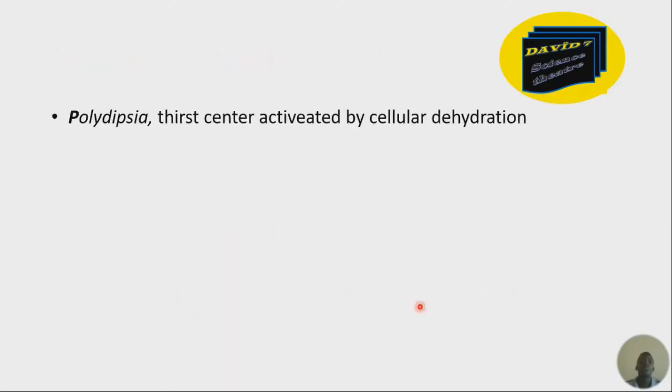Okay, let's continue. The fifth effect of glycosuria is polydipsia, where you are overdrinking. I mean, you need more water, you overtake water due to thirst, the thirst center being activated by the cellular dehydration. Right.